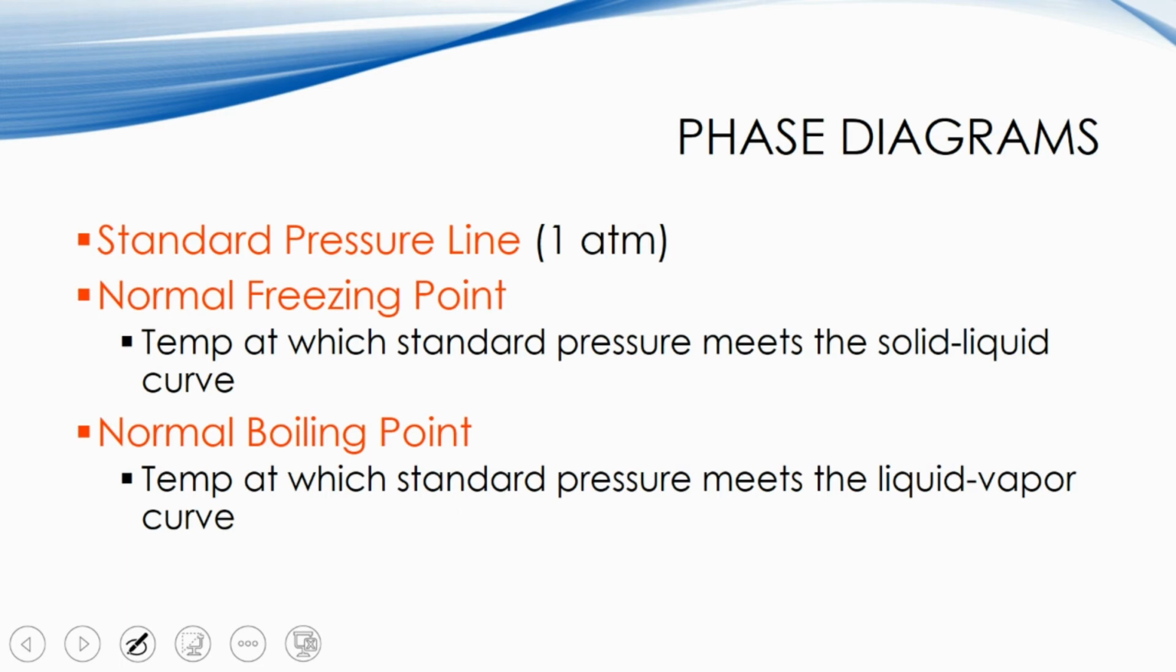Now, the normal freezing point, as I mentioned earlier, is that temperature at which the standard pressure is going to meet the solid-liquid curve. We already labeled that, and we did our little dashed line to make sure that they intersected. Now, the normal boiling point is going to be that temperature at which the standard pressure meets the liquid vapor curve. So where we have the liquid and gas intersecting with the 1 atmosphere.